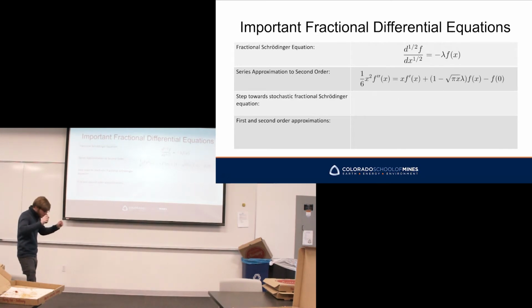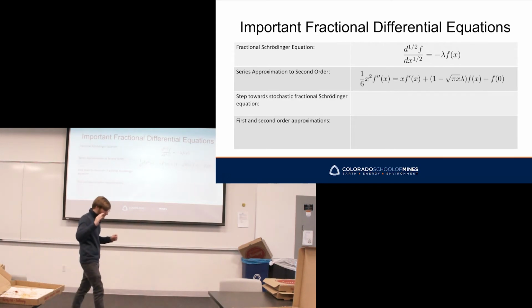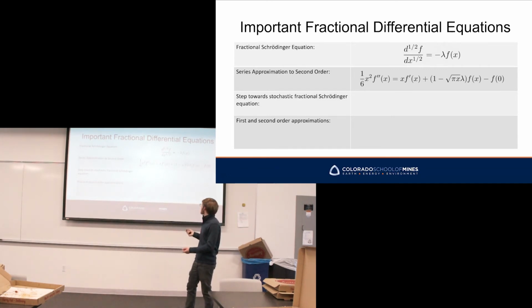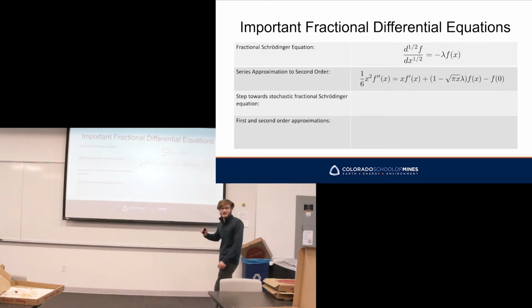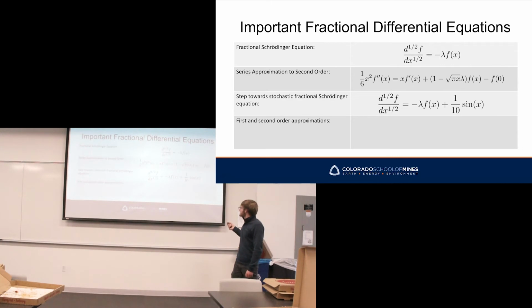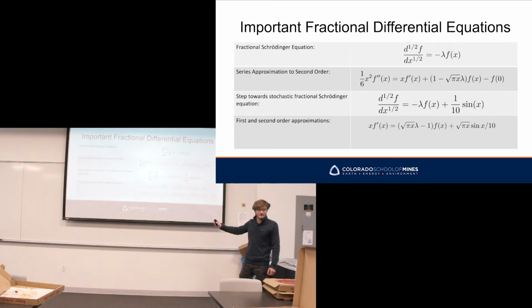So what you can do with this is you can take it and put it into the series and then truncate at some order. We took it to second order and then truncated it like this. So we end up with an ODE that we can solve with numeric methods. We did the same thing for a step towards the stochastic Schrödinger equation, where we introduced this term right here, which if we wanted to have stochastic noise, we would make this random. And we did this for both the first and the second order ODEs.